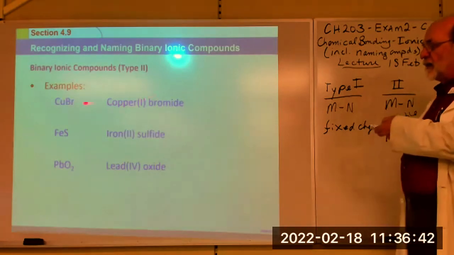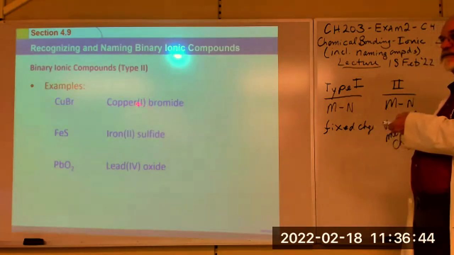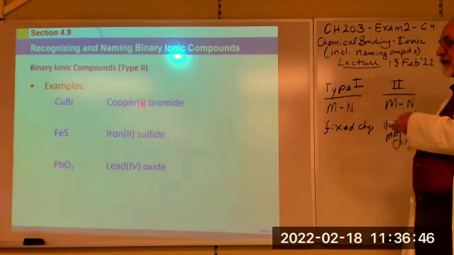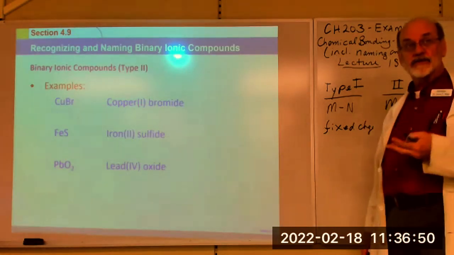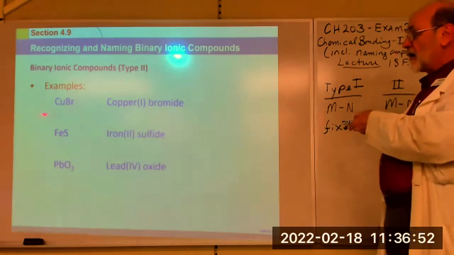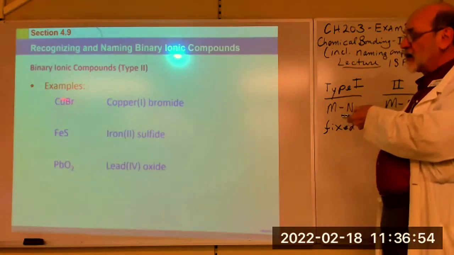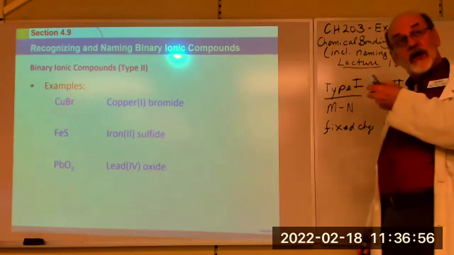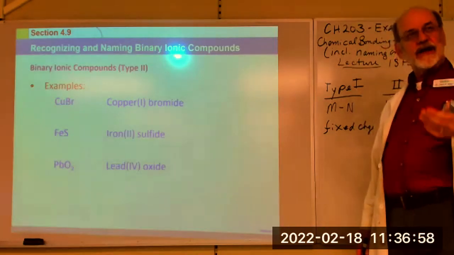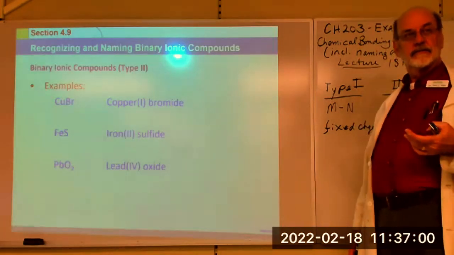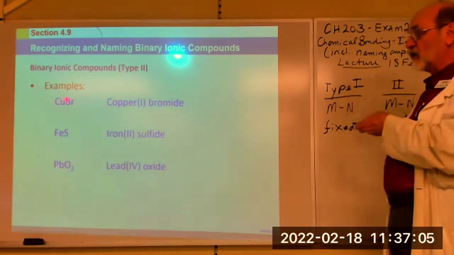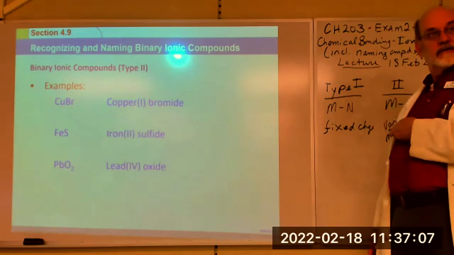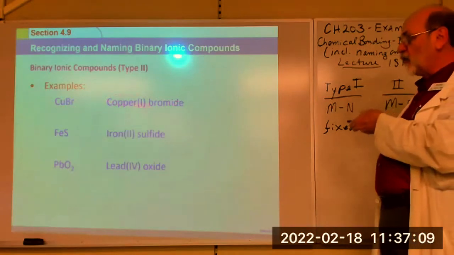Okay, so copper's a 1 plus. And copper could be a 1 plus or a 2 plus. So we do have to say what copper is. In this case, copper has to be a 1 plus. Why? Because there's only one of them. And bromine, we know bromide is a minus 1. It's a halogen. It has to be a minus 1. So the copper has to be a plus 1 since there's only one of them. So that's how we would write it, copper, one, bromide.